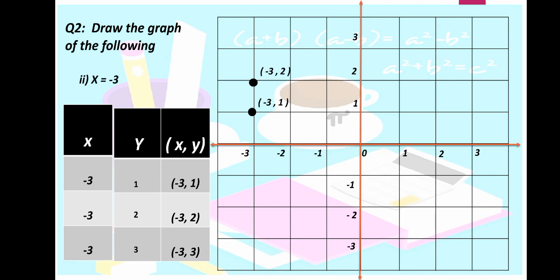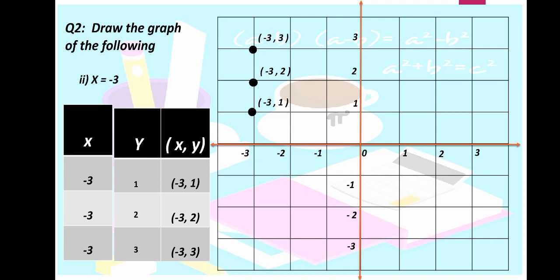Last row, -3 and 3. So -3 is on the negative x-axis side and 3 is on the positive y-axis. So -3 and 3 are intersecting on this point. Mention the ordered pair -3 and 3.